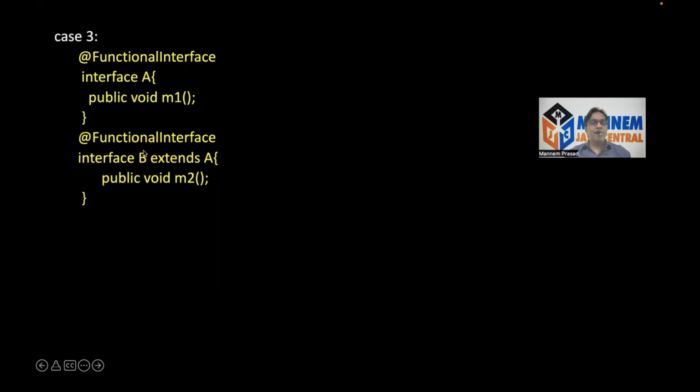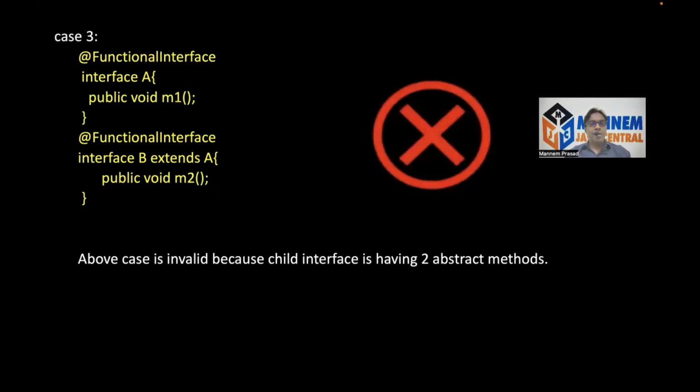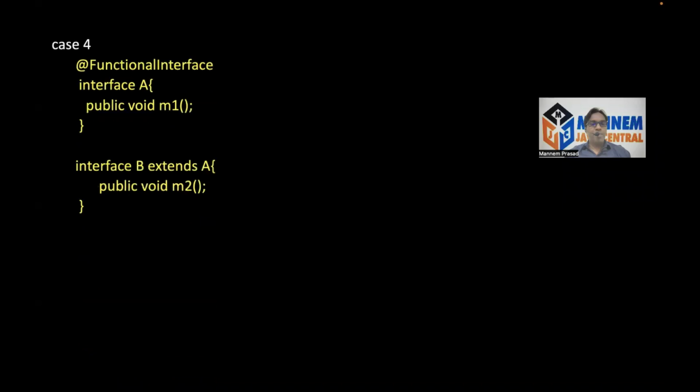If any interface is designated with @FunctionalInterface, then that interface must have only one abstract method. But here in this case, we have 2 abstract methods, which is invalid. So this case is invalid because the child interface is having 2 abstract methods. Next, case 4. I have a functional interface A which contains the M1 abstract method, and I have interface B, which extends from A.